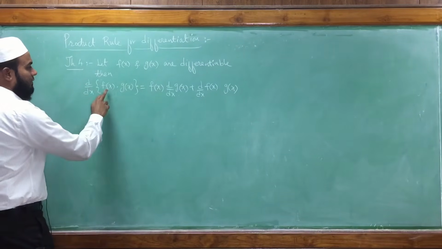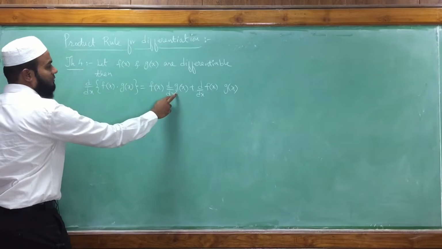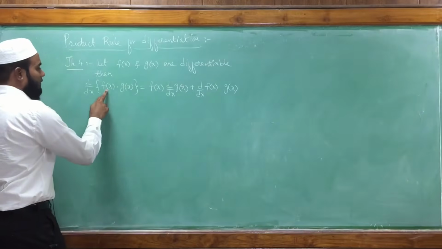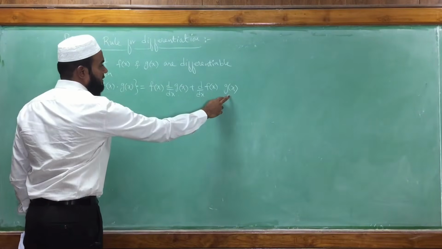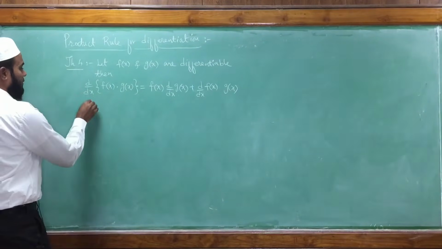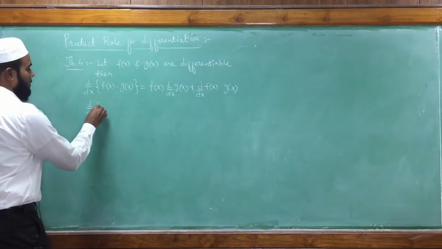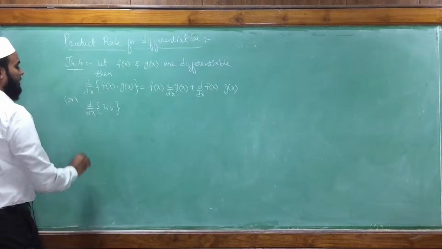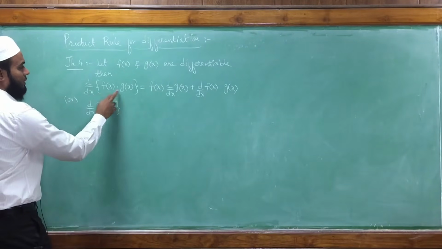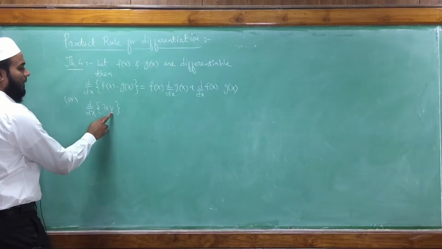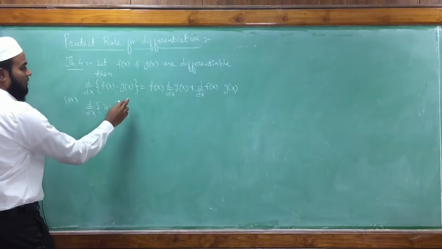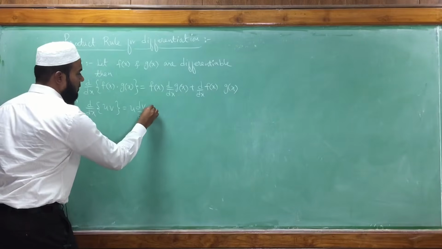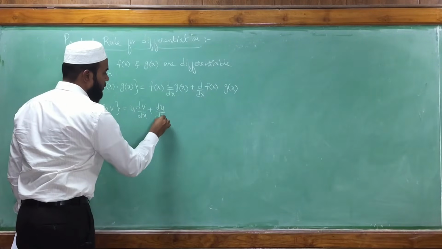How to define the product rule: first function as it is, then derivative of second function, plus derivative of first function, second function as it is, right? Instead of this, we can even have d by dx of uv, where the notation is different. Instead of f of x, g of x, I am having uv, where u is a function of x, v is a function of x.